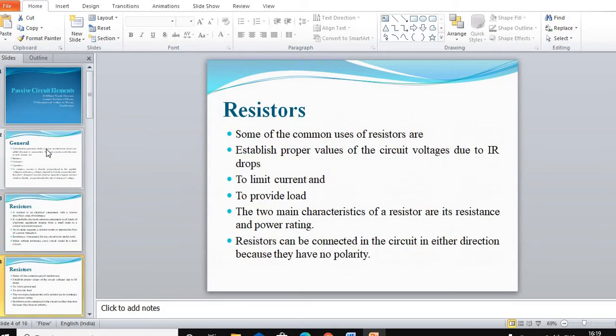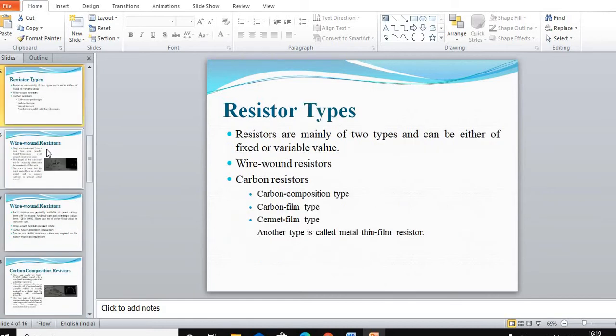Some of the common uses of resistors are to establish proper values of circuit voltages due to IR drops, to limit current and to provide load. The two main characteristics of a resistor are its resistance and power rating. Resistors can be connected in the circuit in either direction because they have no polarity.